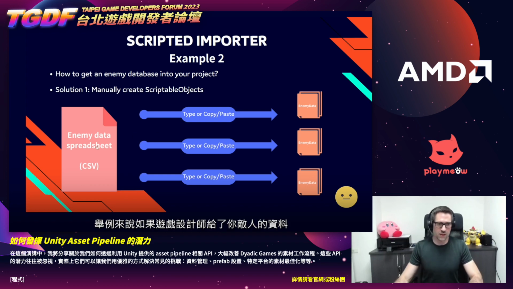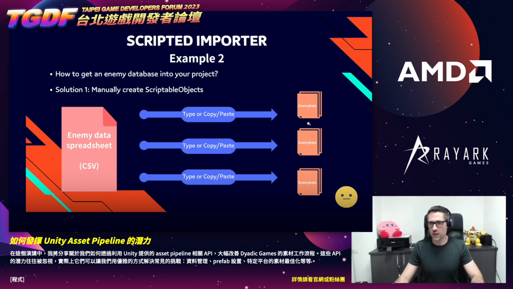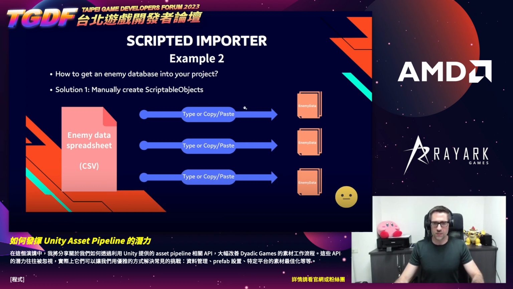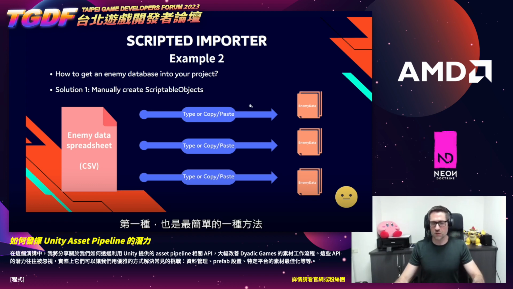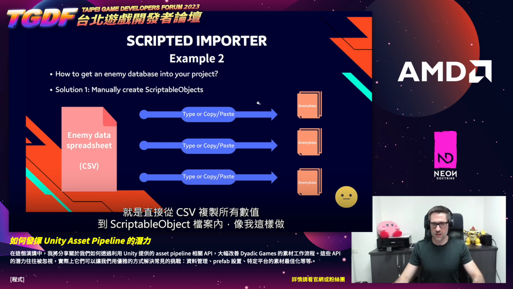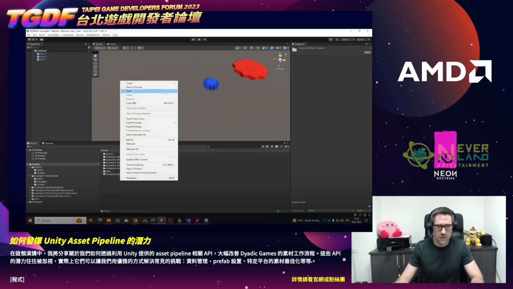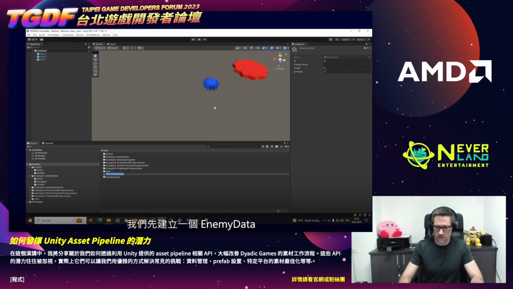For example, if the game designer is handling the enemy data for you, then you want to put this enemy data into some enemy data class that is derived from scriptable object. So the first way, the very simple one you can do, is just copy paste the values from the CSV file to the scriptable object file, like this, what I do now. So we create an enemy data. It's a scriptable object.